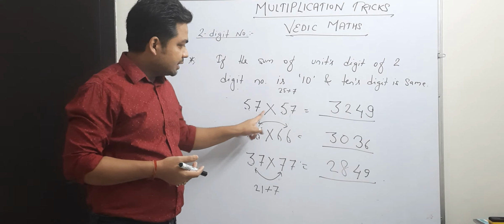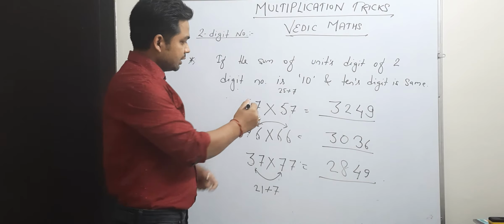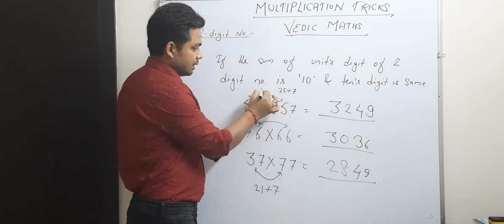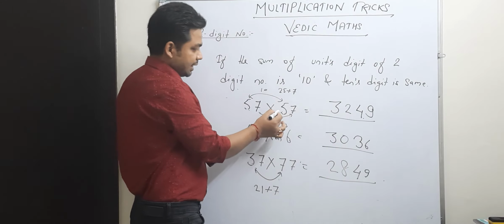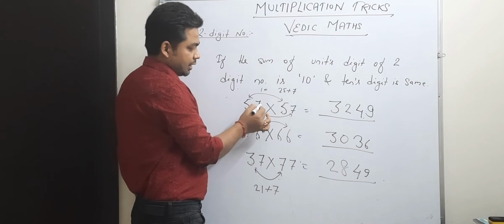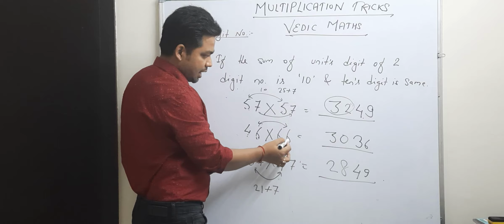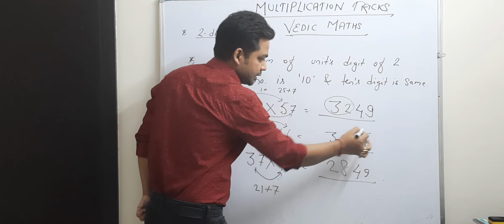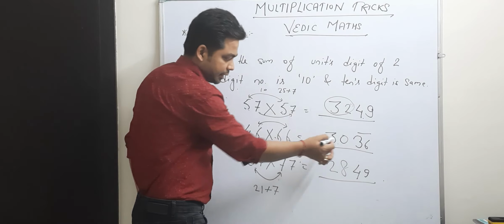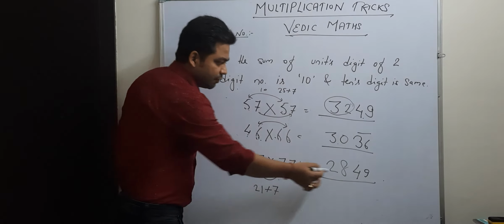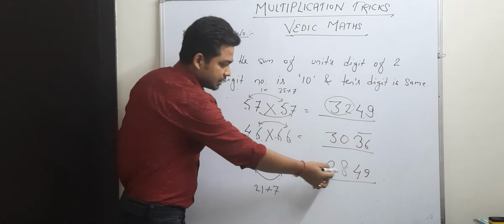This 7 7s are 49. What we have to do, if the sum of the tens digits is 10 and the units digit is equal: 7 7s are 49, and 5 5s are 25, 25 plus 7 is 32. So we will write 32 here. Okay, again 6 6s are 36, I will write 36 here, and 6 4s are 24, 24 plus 6, it will be 30. Again in this case 7 7s are 49. Okay, 49, 7 3s are 21, 21 plus 7, 28.